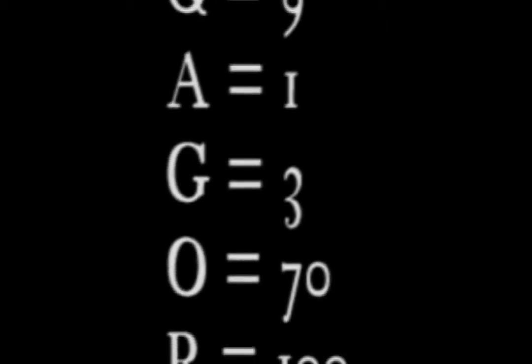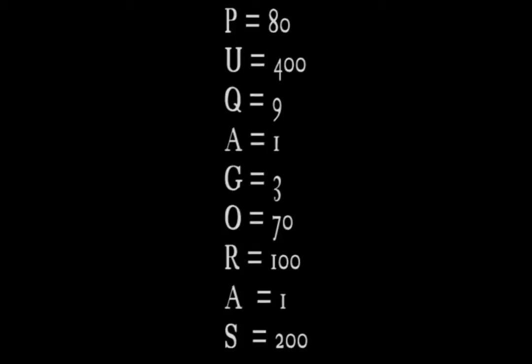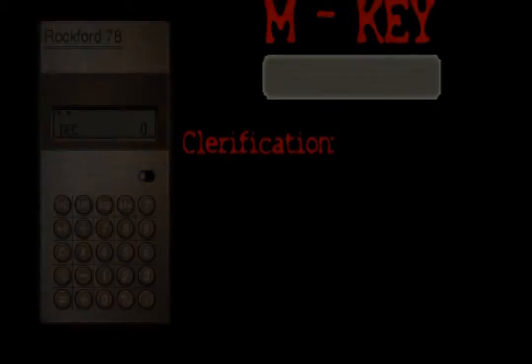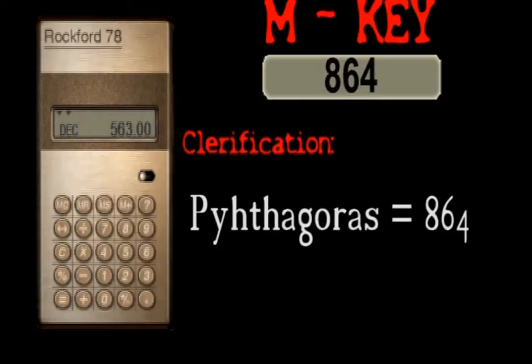I want you to notice two things. First, look at this name Pythagoras as it is written in the Greek. Notice the 9 letters. Count them. Now, let's find the occult sacred number. When you add the value of each number, you will find that it equals 864.